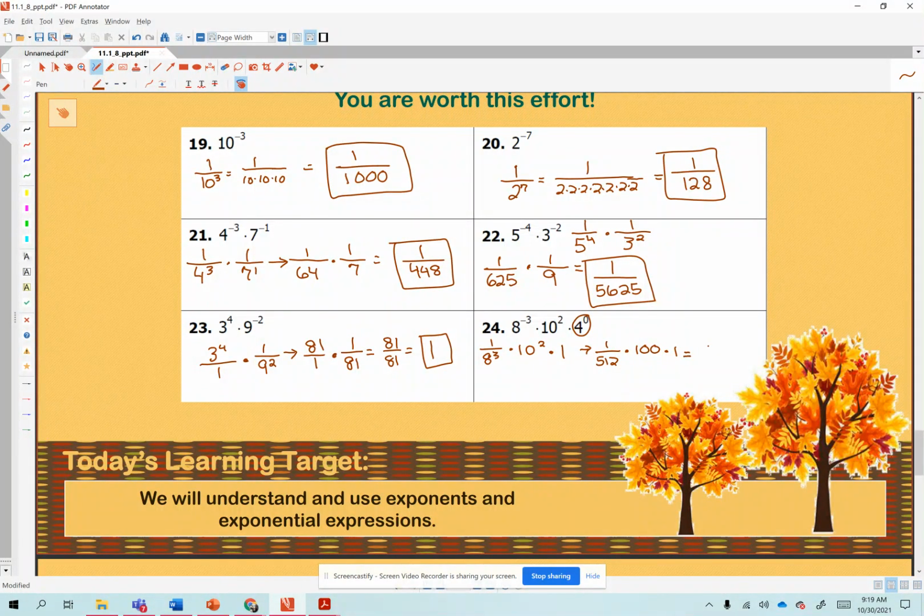So that would equal, we can put ones underneath of these, that helps us multiply. So that would be 100 in the numerator, 512 in the denominator. And both of those numbers are divisible by 4. So 100 divided by 4 equals 25. 512 divided by 4 equals 128. So our final answer, 25 over 128.